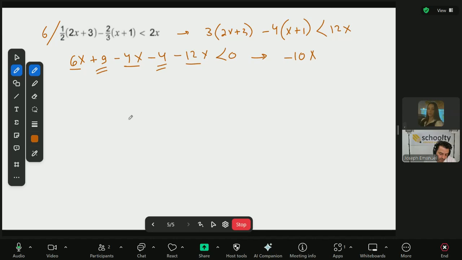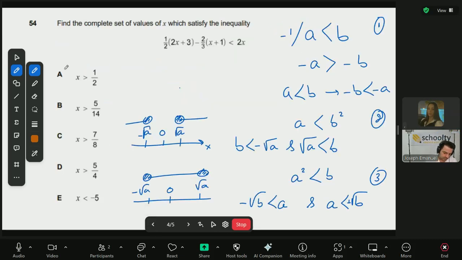And 9 and 4, it's like how much? 5. You have 9 minus 4, okay, so plus 5 smaller than 0. So you have 10x bigger than 5, which means x bigger than 2. No, bigger than half. Yes, that's what I was going to say. So, bigger than half. Yeah.